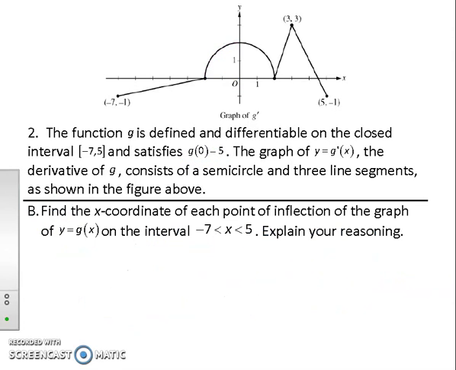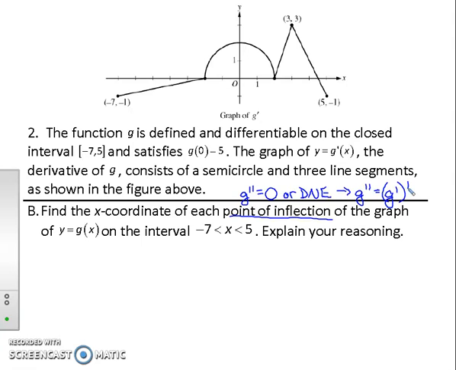All right, so then B. B wants the x-coordinate of each point of inflection on the graph on the interval from -7 to 5. I had more good answers than not good answers on this, so that's a positive thing. So we need to think about, if we're looking for points of inflection, this is going to be where G double prime either equals 0 or does not exist. So G double prime is the derivative of G prime.